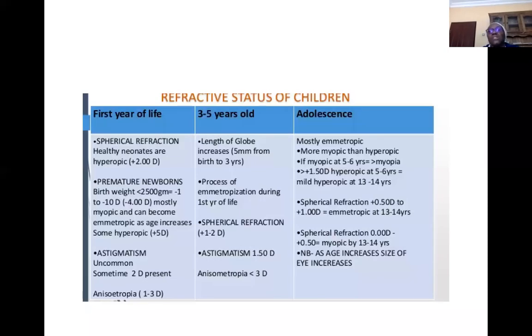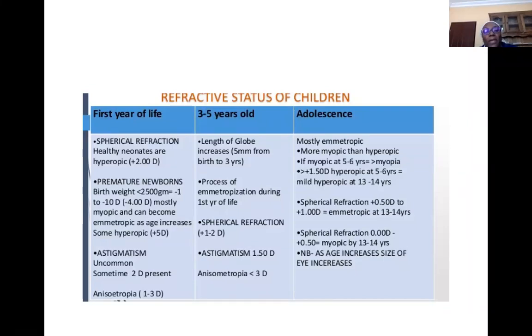This is a table showing the refractive status of a child from the first year of life, whereby as neonates, they have about +2. But if premature, they are normally myopic, and then they become ametropic as the age increases. Some end up being hyperopic. Then astigmatism is so common in the first year of life, and it can be present at about 2 diopters. Then even anisometropia.